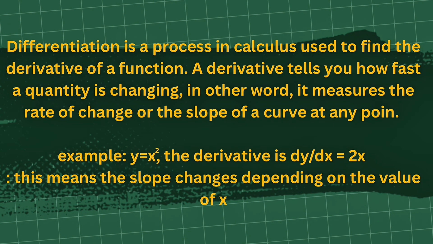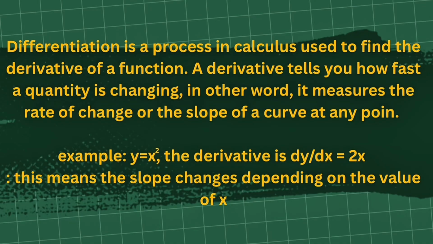given point. Consider a classic example. The function y equal to x power of 2. The derivative dy over dx is 2x. The simple result is profound. It means the slope of the curve is not constant, but continuously changes depending on the value of x. The steeper the curve, the larger the derivative.